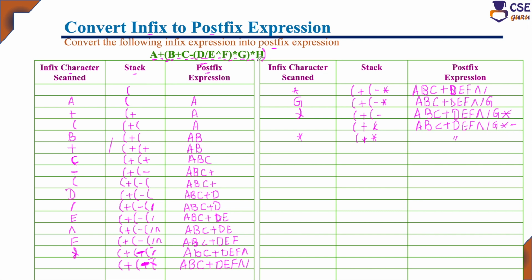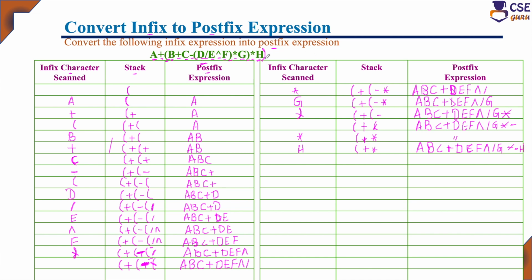Okay. And the next is an operand H. So if it is an operand, place it in the postfix expression and the stack content has no change. Open parenthesis, plus and star will be there. And the postfix expression will be A, B, C plus D, E, F exponent division then G multiplication minus. And then the next operand is H. Place H in the postfix expression. Add this H to the postfix expression.